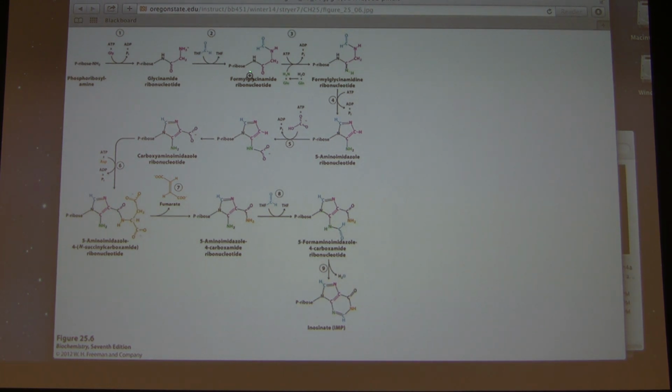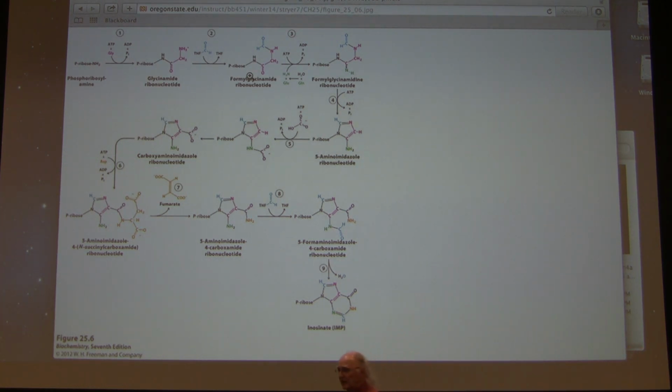Now, as you look at this carefully, you'll see several interesting things. One is the involvement of a single carbon donor, and that single carbon donor is known as a folate. Folate is a vitamin. It's necessary for you to have it in your diet. Shortage of folate in pregnant mothers leads to neural tube defects. It's one of the reasons that in recent years folate has been added to a variety of foods as a supplement, like bread, so that pregnant mothers have sufficient folates in their diet.